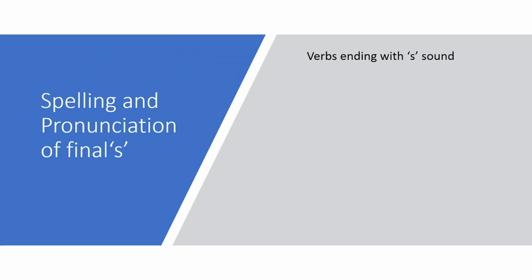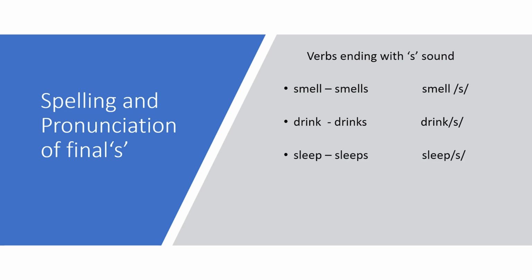Moving further, let's discuss the spelling and pronunciation of final S. So firstly, we will be discussing the words ending with S sound. Let's have a look at the screen. Smell. Whenever smell is used with singular subjects, it becomes smells. Similarly, drink becomes drinks. Sleep becomes sleeps. Snore becomes snores. And wake becomes wakes. So as you can see, all these words end with S sound.